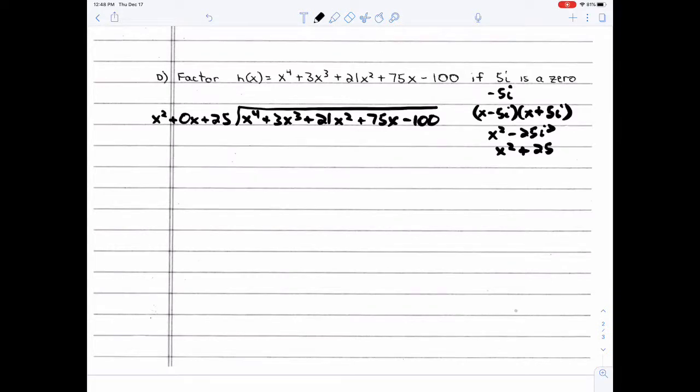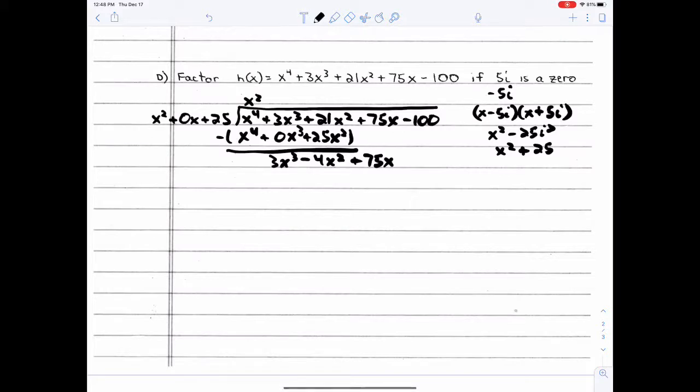What times x squared gives us x to the 4th? x squared, let's multiply it. So we get x to the 4th, be careful here, plus 0x cubed. Be very careful. And then plus 25x squared. Now we'll subtract that. And we get 3x cubed minus 4x squared, and we'll drop down the 75.